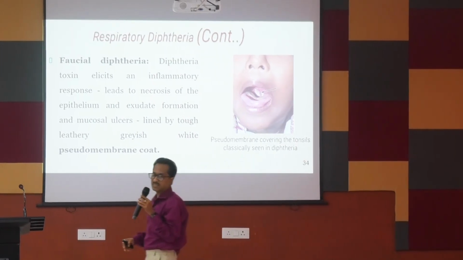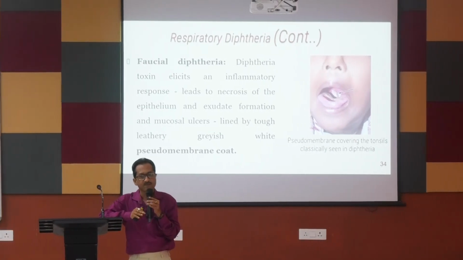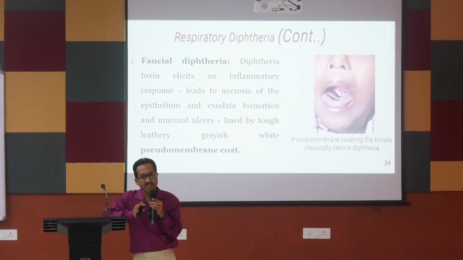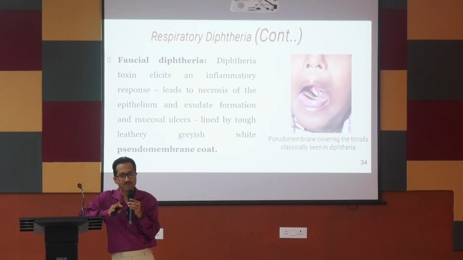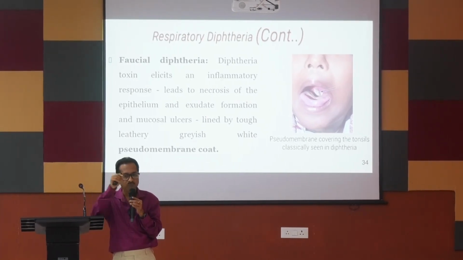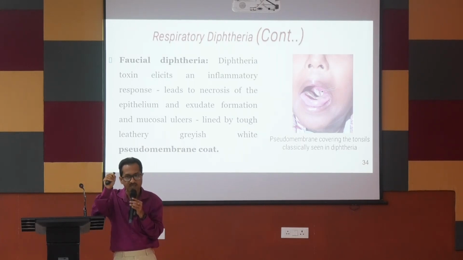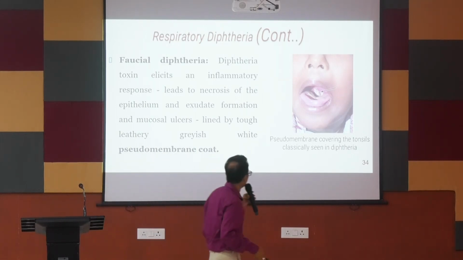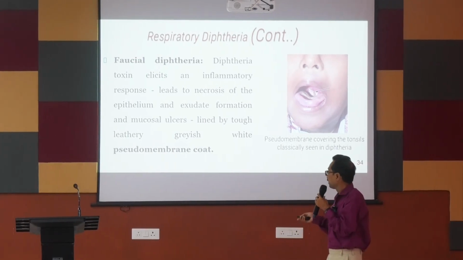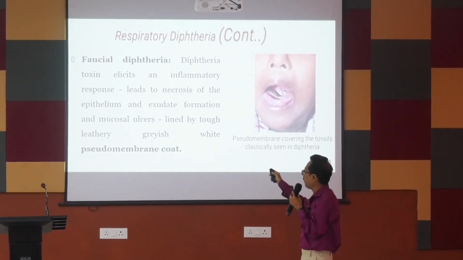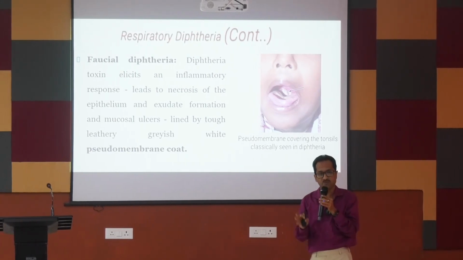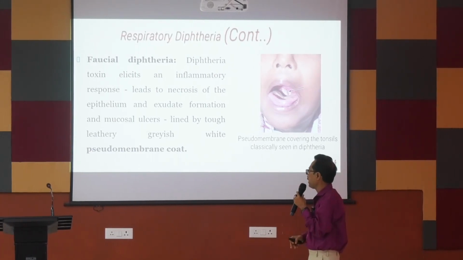So how can you say this is a pseudomembrane, not a true membrane? How can you differentiate clinically whether it is a pseudomembrane or a true membrane? If you try to remove the pseudomembrane, as it is not a proper membrane, it will come out with difficulty, and there will be a bleeding spot. That's why it is called not a true membrane, it is a pseudomembrane. So that is the pseudomembrane covering the tonsils. Remember the term pseudomembrane and how it forms due to the necrosis of the epithelium, necrosis of the tissue, exudate formation and mucosal ulcer.